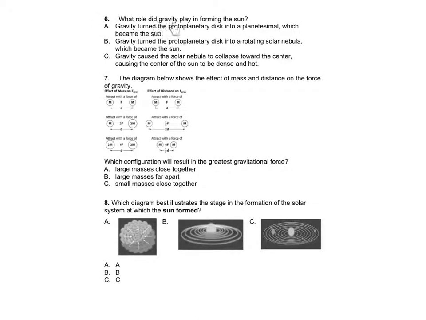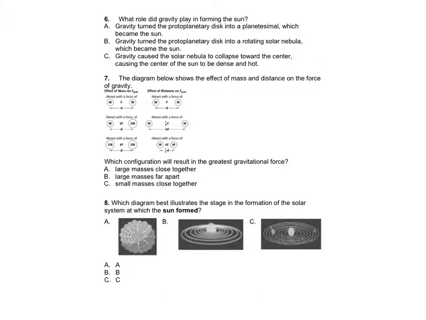Number 6. What role did gravity play in forming the Sun? A, gravity turned the protoplanetary disk into a planetesimal, which became the Sun. B, gravity turned the protoplanetary disk into a rotating solar nebula, which became the Sun. C, gravity caused the solar nebula to collapse toward the center, causing the center of the Sun to be dense and hot.